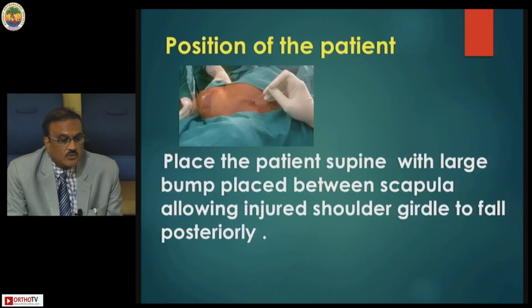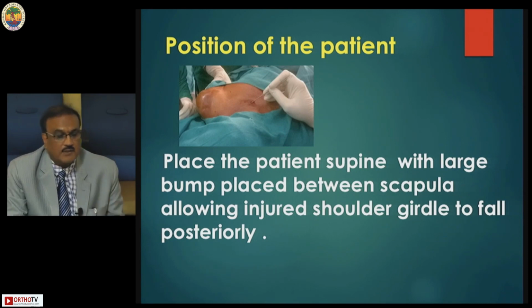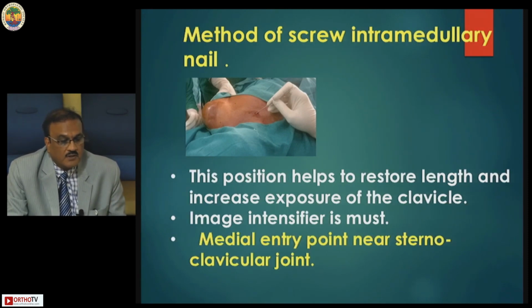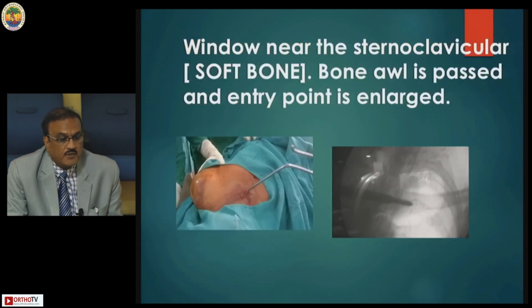So, patient position: place the patient supine with a large bump placed between the scapulae, allowing the injured shoulder girdle to fall posteriorly, so that the medial end as well as the clavicle become more prominent. This position helps to restore length and increases the exposure of the clavicle. Image intensifier is a must. Medial entry portal near the sternoclavicular joint. Window near the sternoclavicular joint, the bone hole is made and the entry point is enlarged.